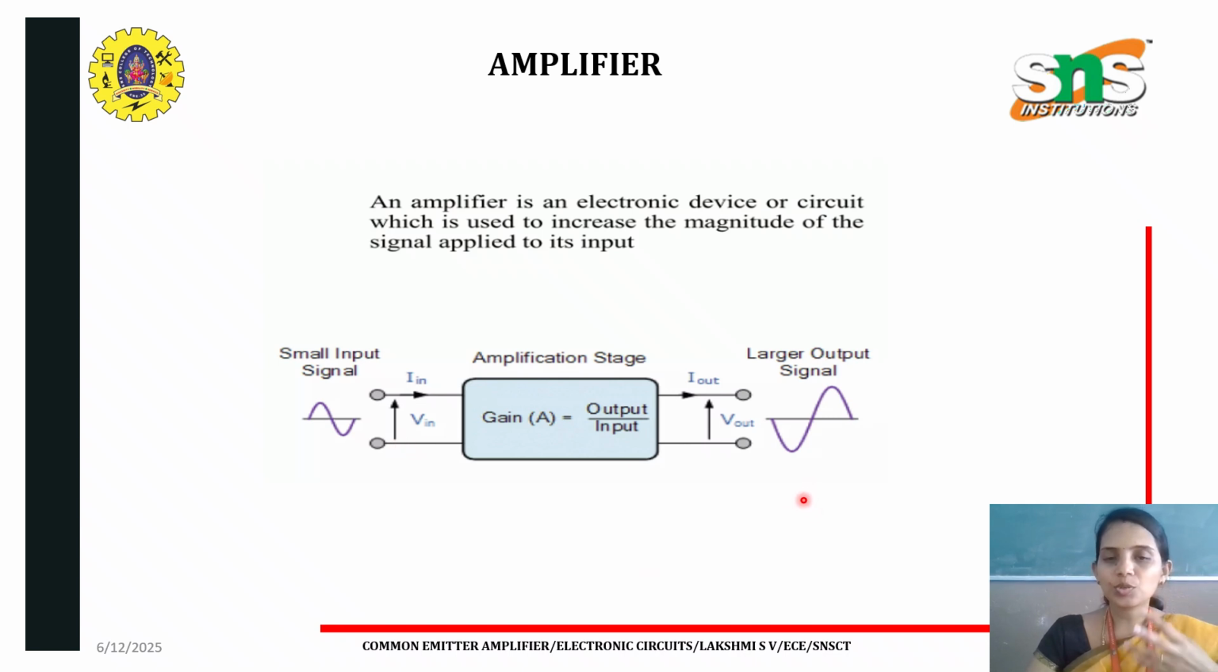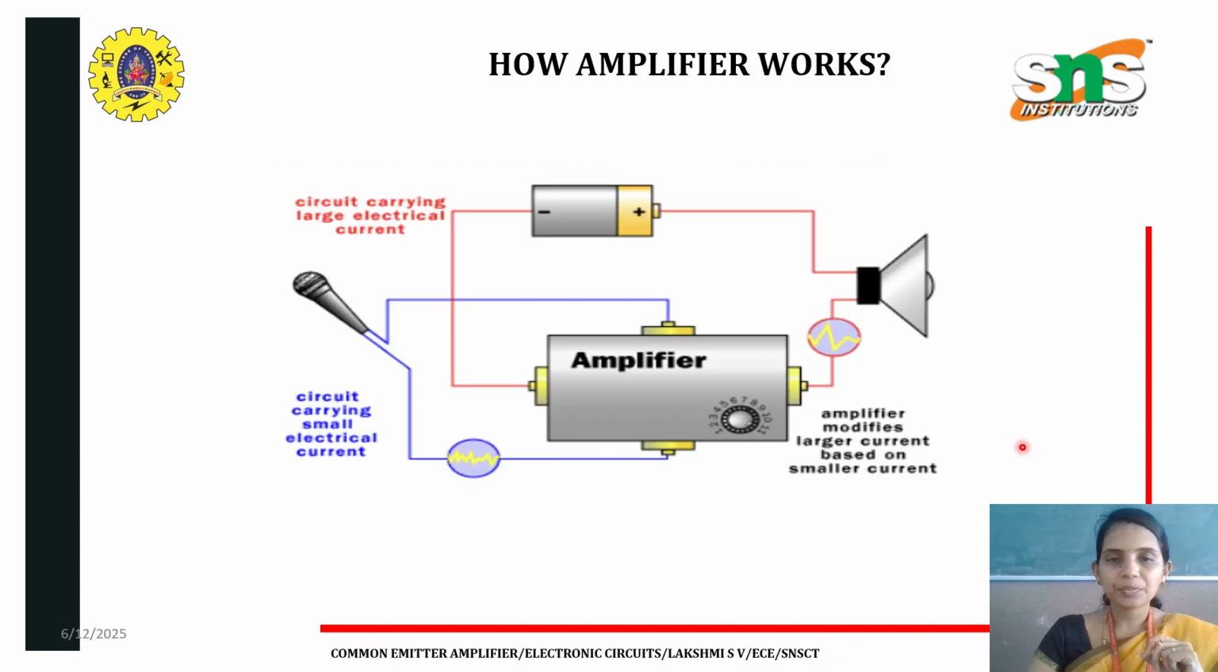So the amplifier is a process where a weak signal is converted into a strong signal, or the signal strength is boosted up. Or you can say that the magnitude of the signal is increased at the output. So this is all about the amplification process. So how actually does it work? Let us see an example.